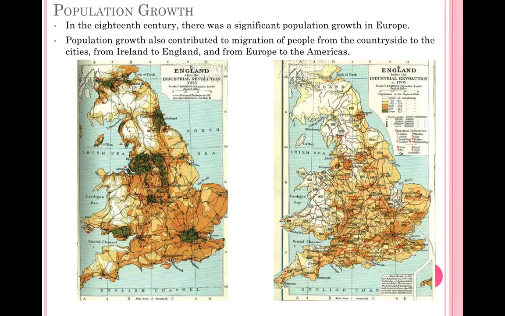And the growth in the number of people also contributed to migration of people from the countryside to cities, from Ireland to England, and from Europe to the Americas. So as you can see, after the Industrial Revolution, this is what it looks like. And here you have just the sheer number of cities, highly populated areas, and this is what it looked like before. So you can see more spread out here, much more concentrated.